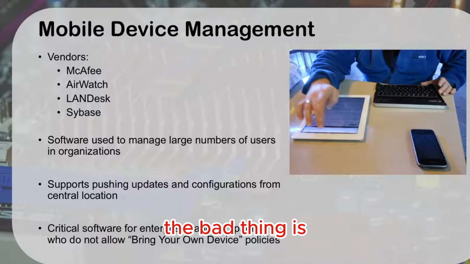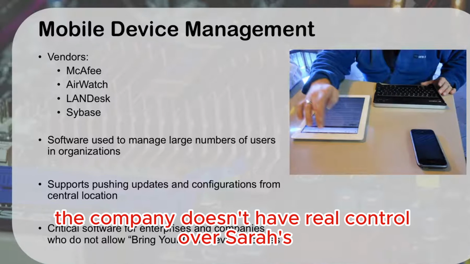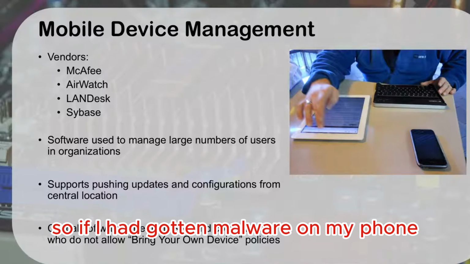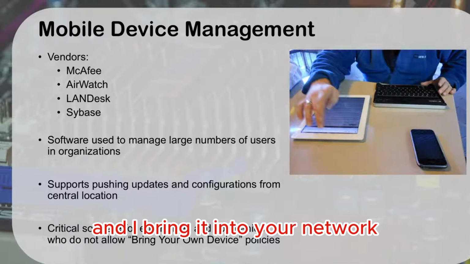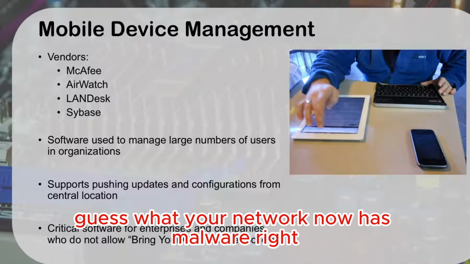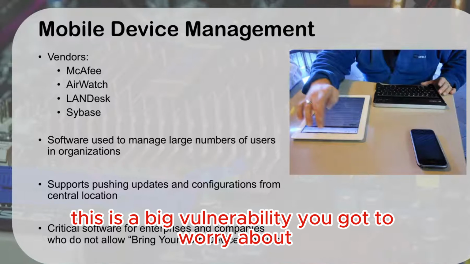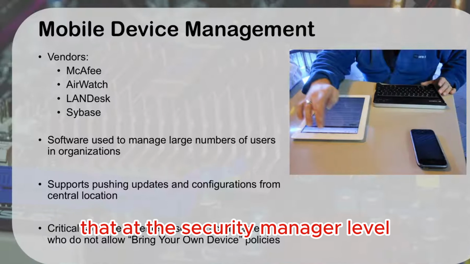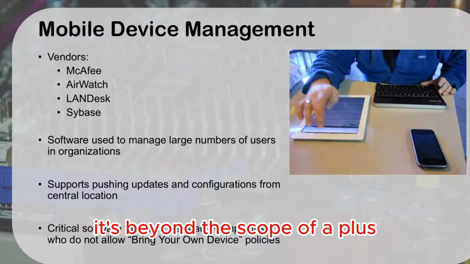The bad thing is, the company doesn't have real control over Sarah's device or my device, do they? But we're now touching their network. So if I had gotten malware on my phone and I bring it into your network, guess what? Your network now has malware, right? And so this is a big vulnerability you got to worry about. It's really a risk versus reward that at the security manager level, they're going to have to determine. It's beyond the scope of A+.